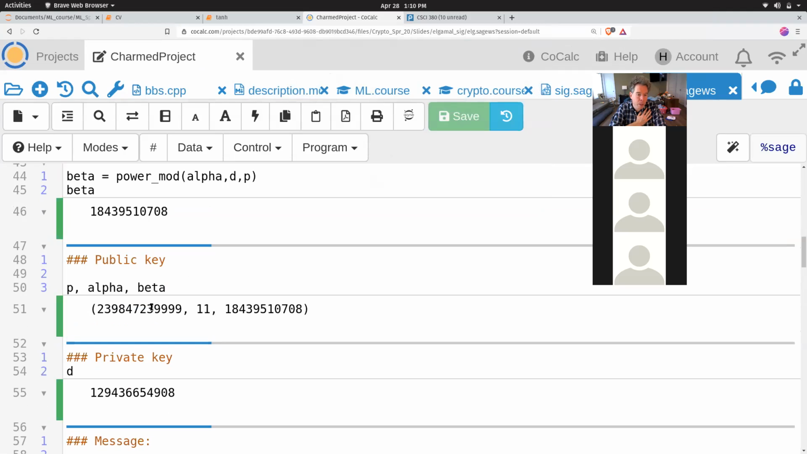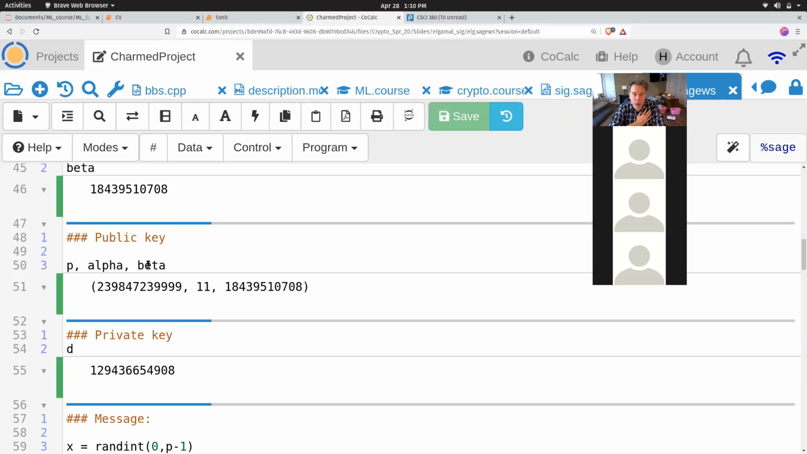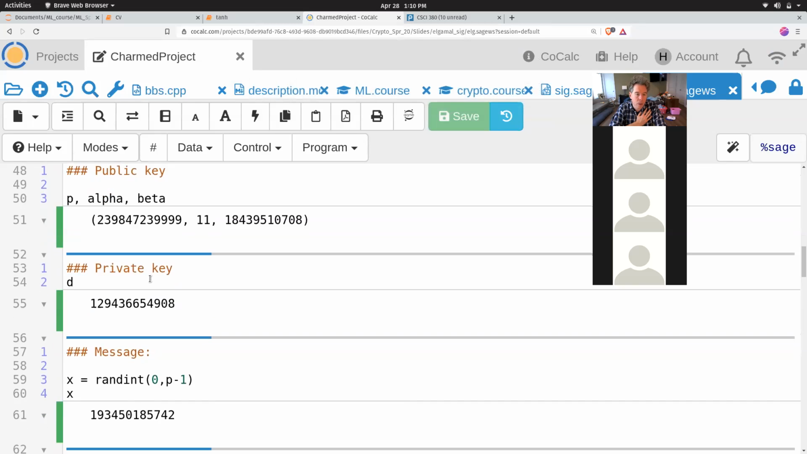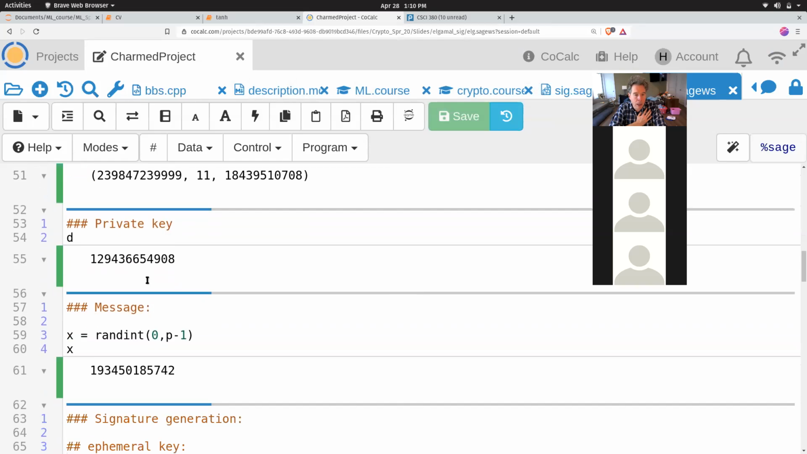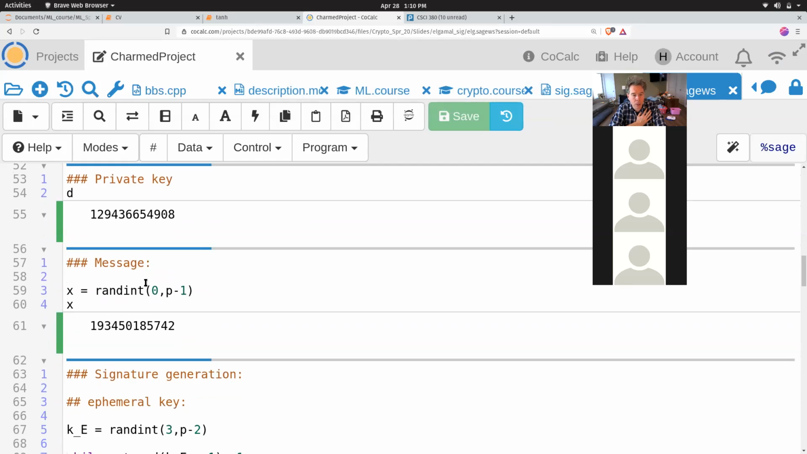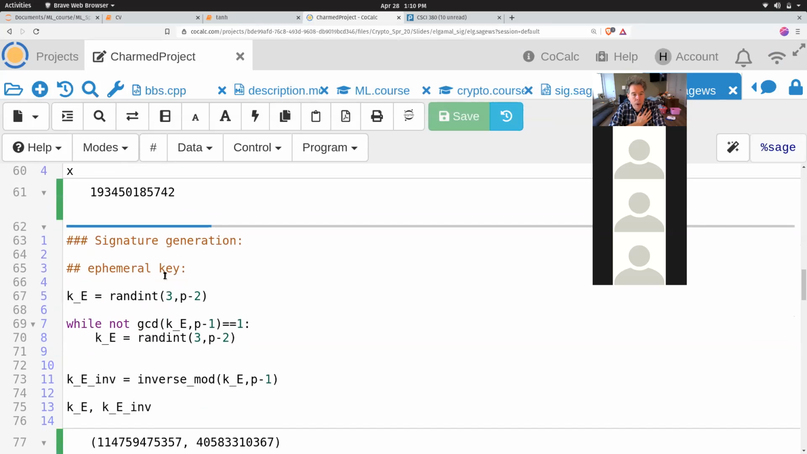So P is this big prime. Alpha is 11. That's a generator for the numbers mod P star, and then beta turns out to be equal to this. D is some random private key. The message is some random number. So now we do the signature generation.